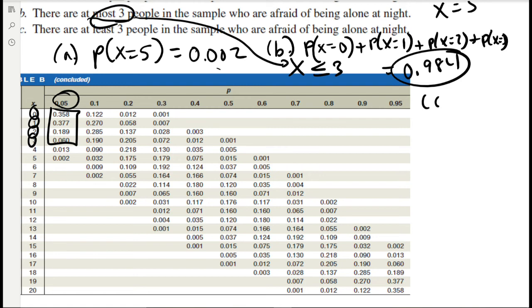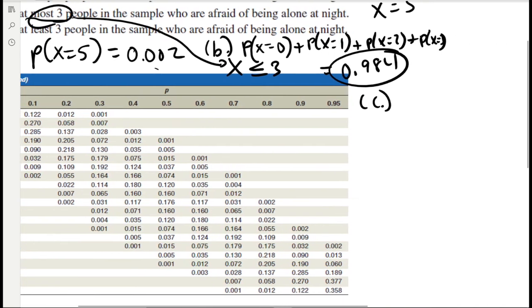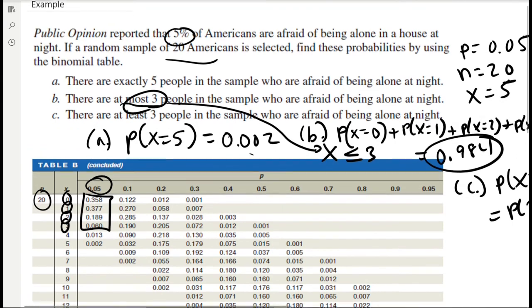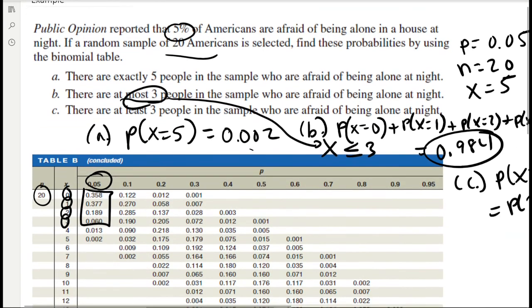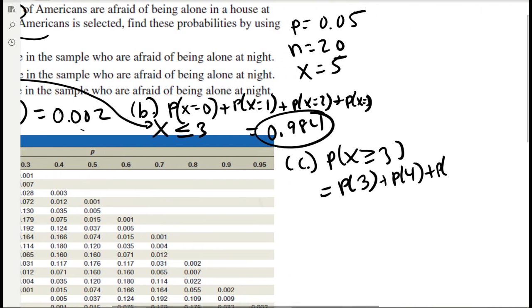All right, so let's look at part C. There are at least 3 people in the sample who are afraid of being alone at night. So this says at least 3 people. So that means you're looking at the probability of X greater than or equal to 3. So that's P of 3 plus P of 4 plus P of, and then how many people do we have? Oh, that's a lot of Americans, right? So at least 3 means that you're going to be doing all the way to 20.